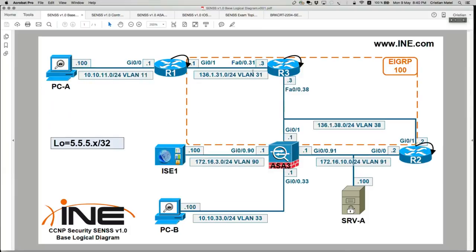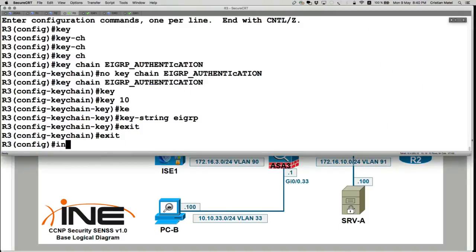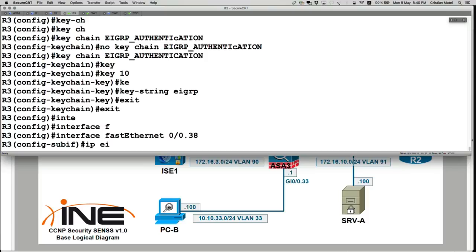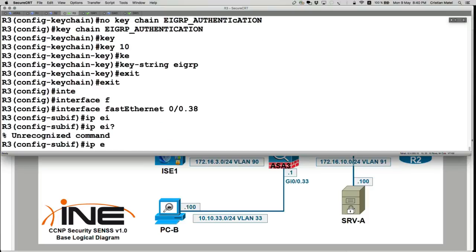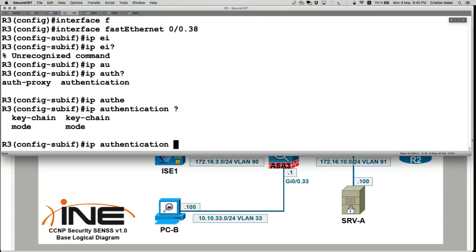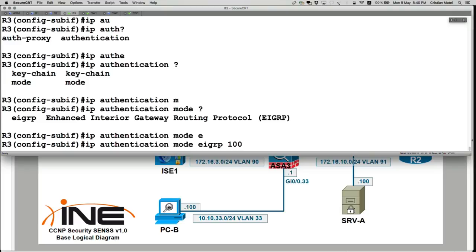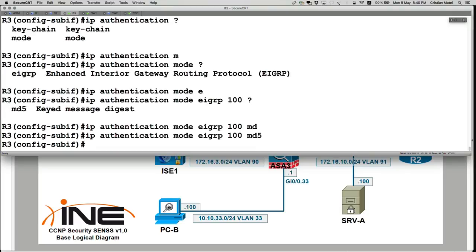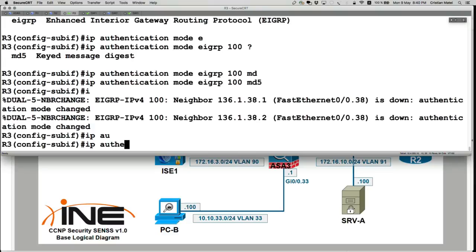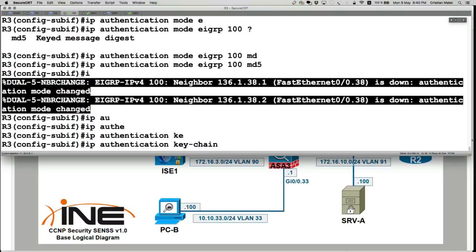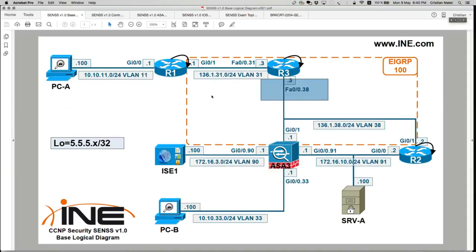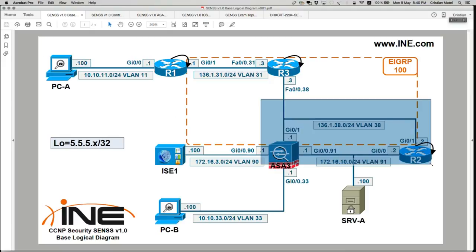Then we go at the interface level facing ASA3, which is going to be Fa0/0.38. And we say ip authentication mode eigrp 100 md5. And as you can see, all neighbors went down in there. So actually, because Router 3 has two neighbors, ASA3 and Router 2, I would have to do the authentication on Router 2 and ASA3 in the end.